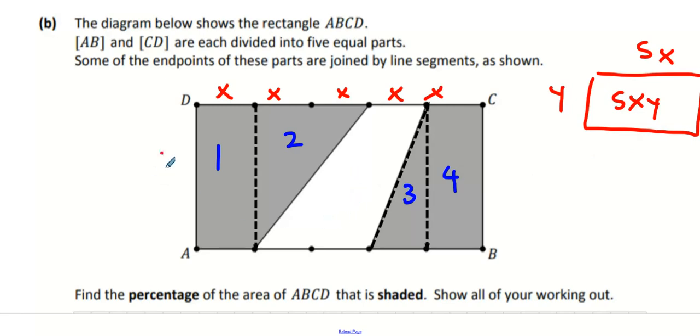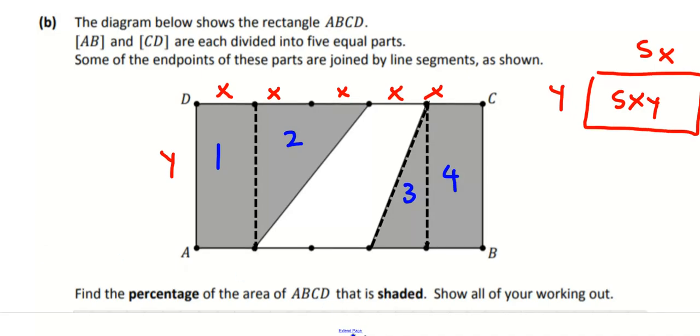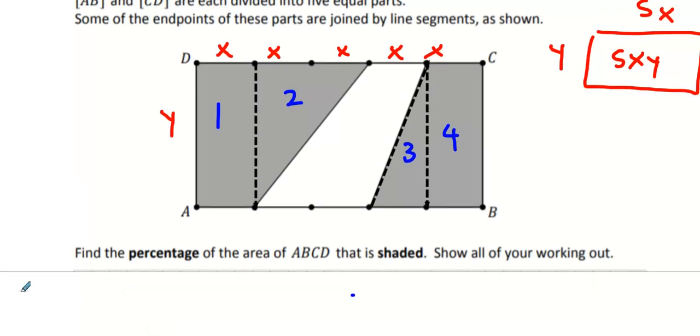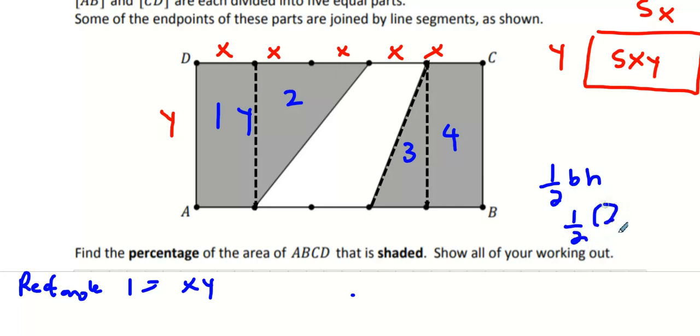Okay. Next thing we're going to do is get the area of each individual part. So the area of rectangle 1, so I'm getting the area of all the shaded part. So rectangle 1 is length by width, which is xy. Triangle 2 is a half base times height. Its height is y, but its base is 2x. So it's a half 2x multiplied by y, which is once again xy. So triangle 2 is also xy.